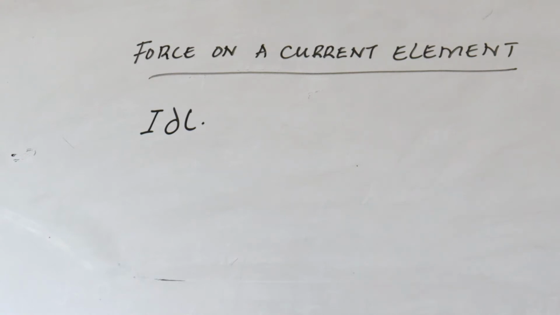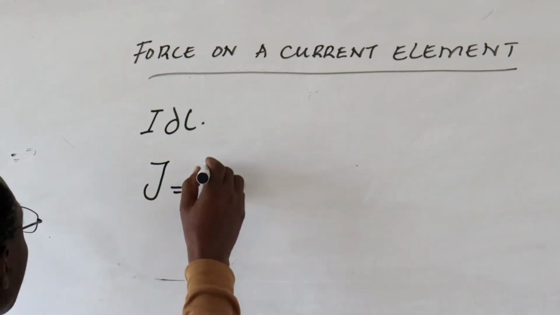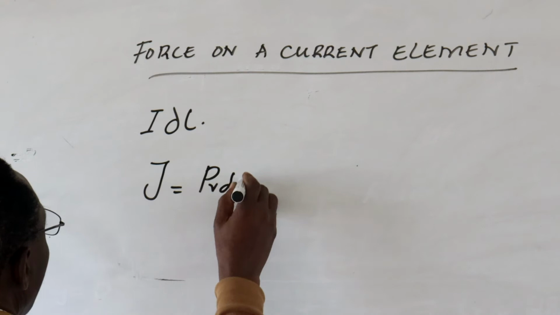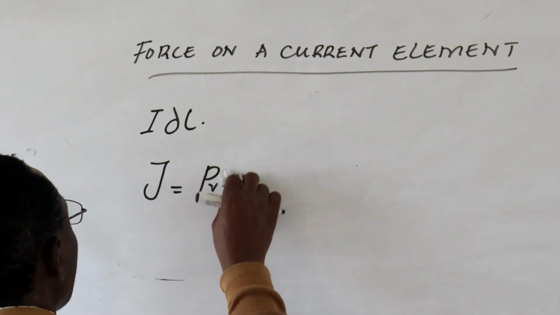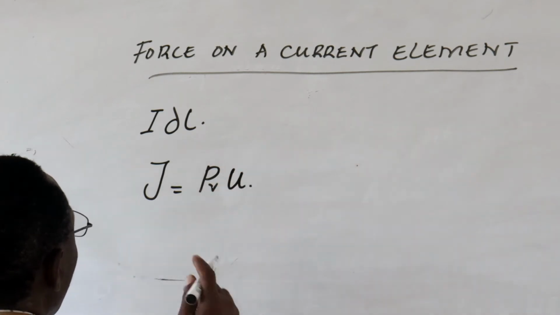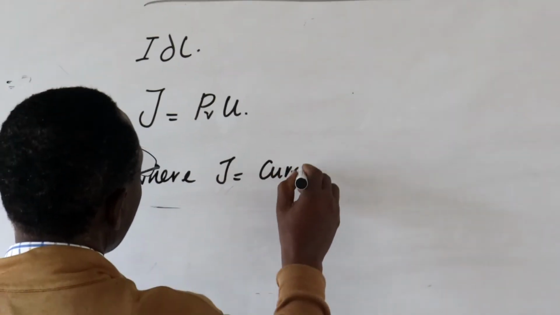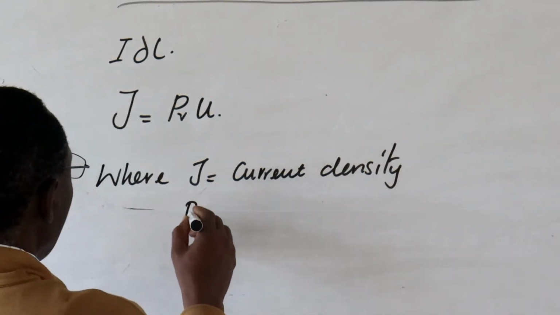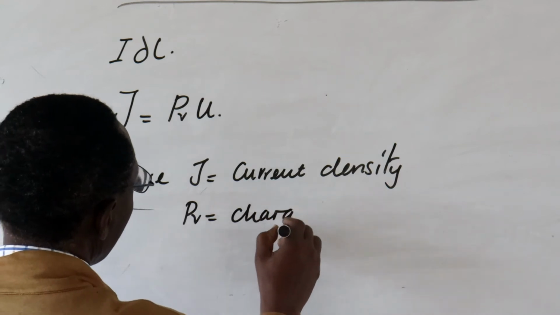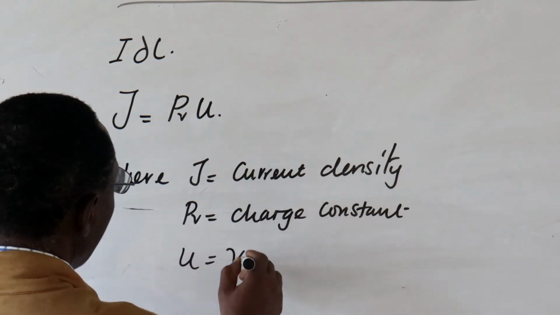from volume current density, that is J is equal to PVU, where J is the current density, PV is the charge density, and U is the velocity.